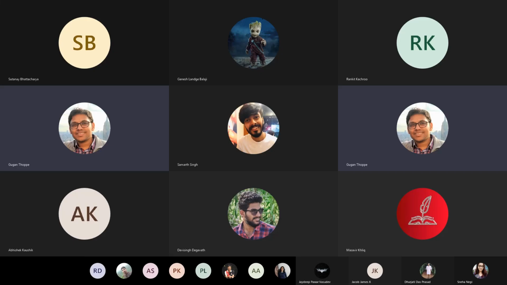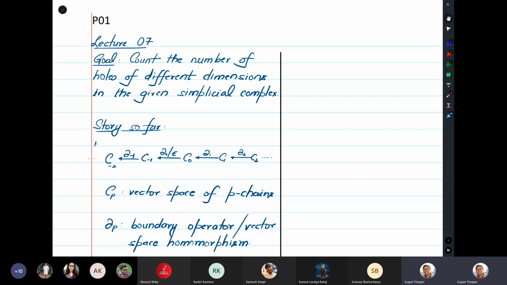So let us begin today's lecture. So let's try and recall what we are trying to do. The goal of this part of this course, which is simplicial homology, is to count the number of holes of different dimensions. We have been given some simplicial complex, and our goal is to count the number of holes of different dimensions.